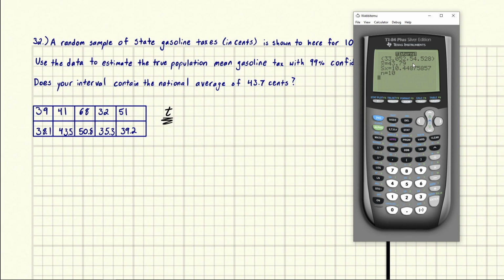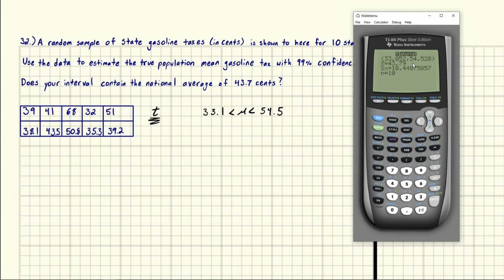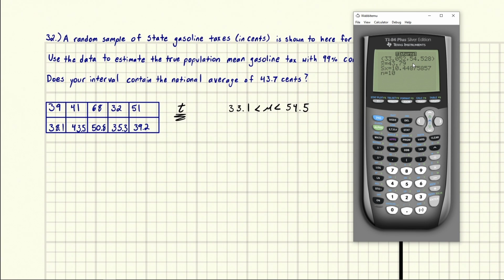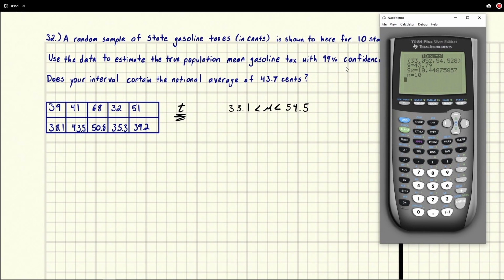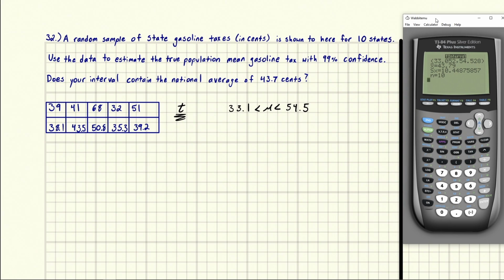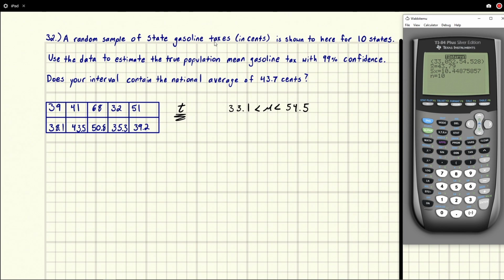So the interval for the true mean for gas tax is between 33.1 and 54.5 for the 99% confidence. So if you wanted to write a sentence, you could write a sentence that says you are 99% confident that the true mean of the state gasoline taxes is between 33.1 cents and 54.5 cents.